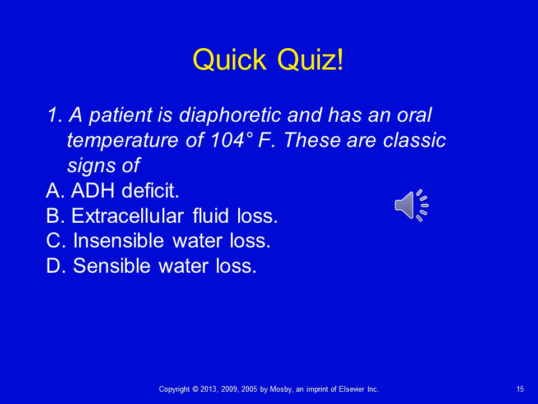Okay, a patient is diaphoretic and has an oral temperature of 104. These are classic signs of what? ADH deficit, extracellular fluid loss, insensible water loss, or sensible water loss? What do you think? The answer is D, sensible water loss.